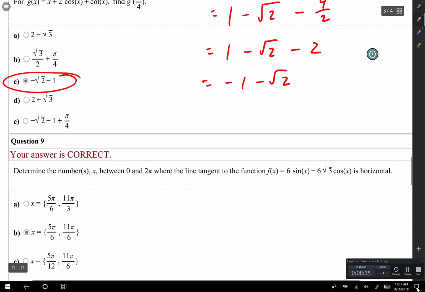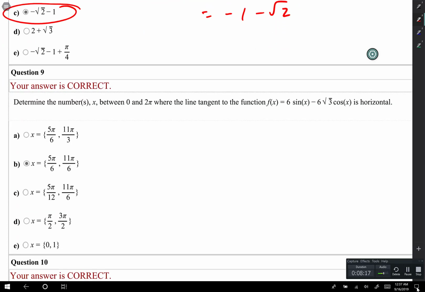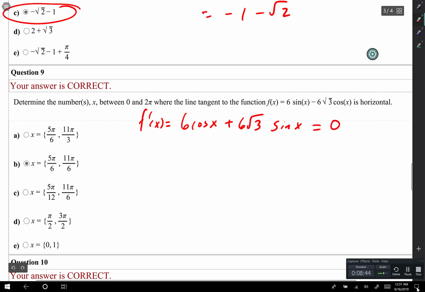All right, let's keep going. Determine the number x between 0 and 2 pi, where the line tangent to the function f of x equals 6 sine x minus 6 square root of 3 cosine x is horizontal. So I'm going to take a derivative. The derivative of 6 sine x is 6 cosine x. And the derivative of 6 square root of 3 cosine x is a negative 6 square root of 3 sine x. But negative times a negative is a positive, so plus 6 square root of 3 sine x. And I'm going to set this equal to 0.